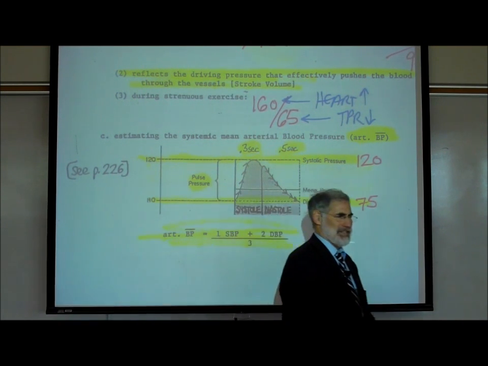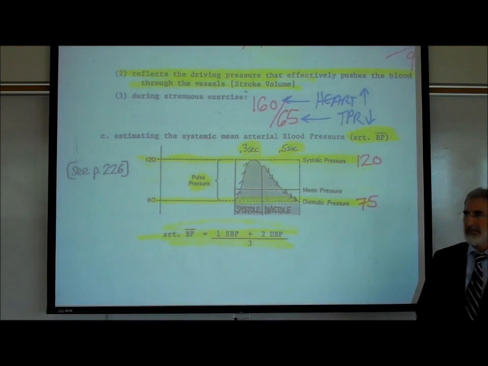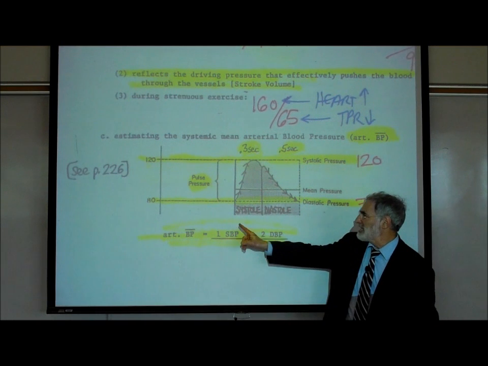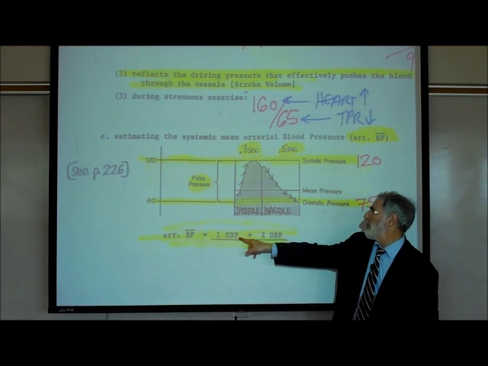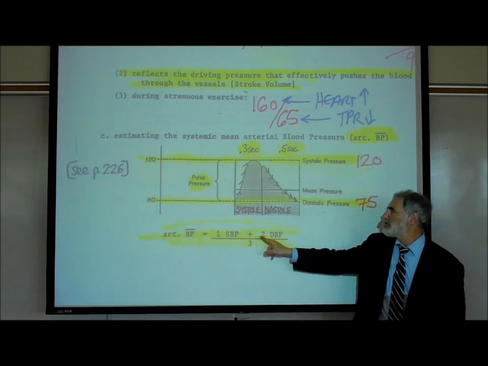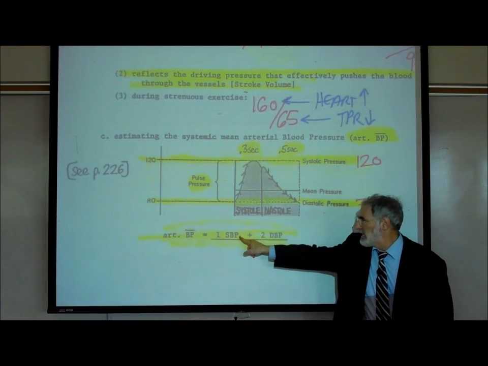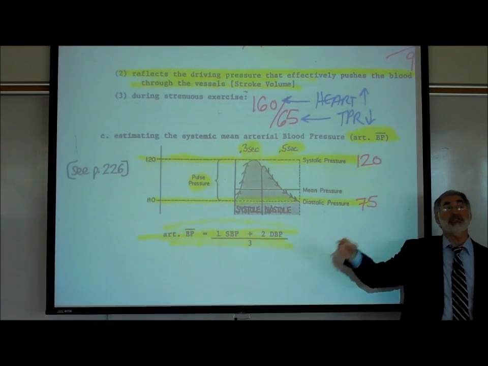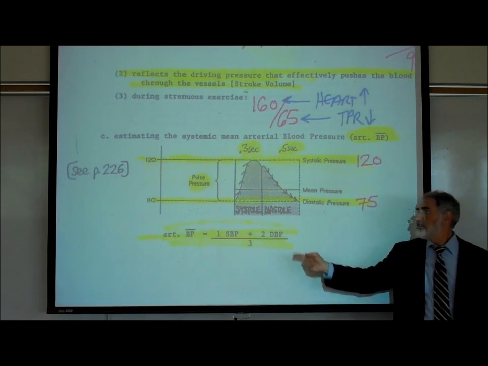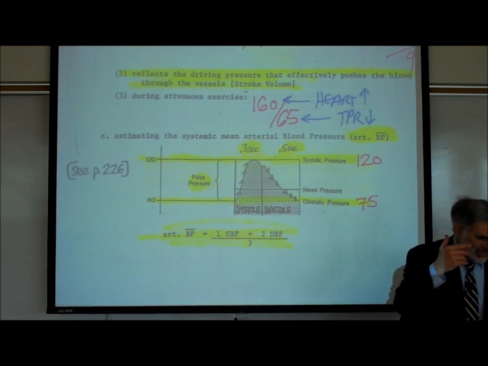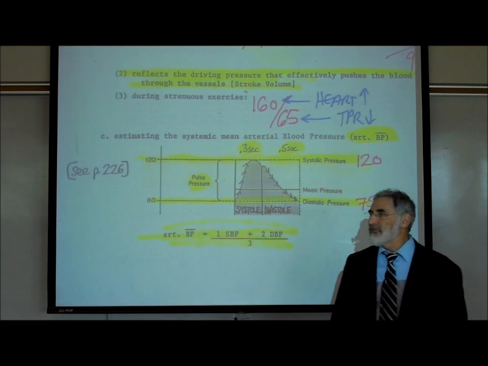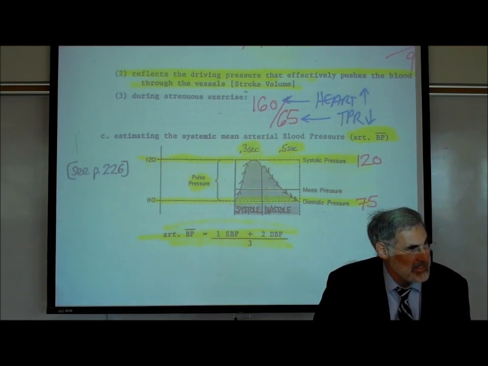Now, do you think I'd give you something like this on a test? Yes. So that's going to be 1 times 120 is 120, plus 2 times 75, that's 150. So 120 plus 150 is 270. Divided by 3 is 90. So the average blood pressure is about 90.